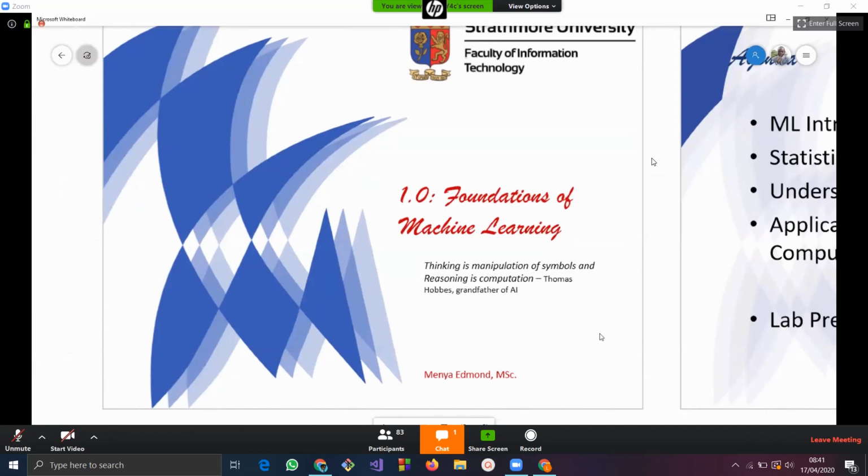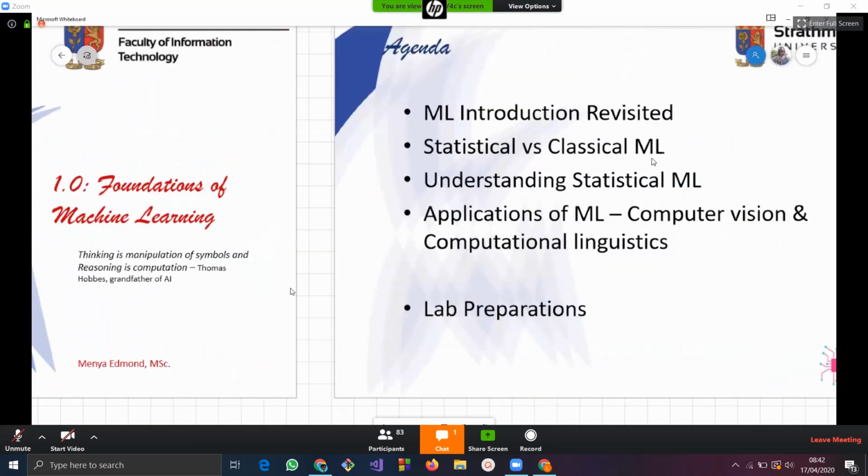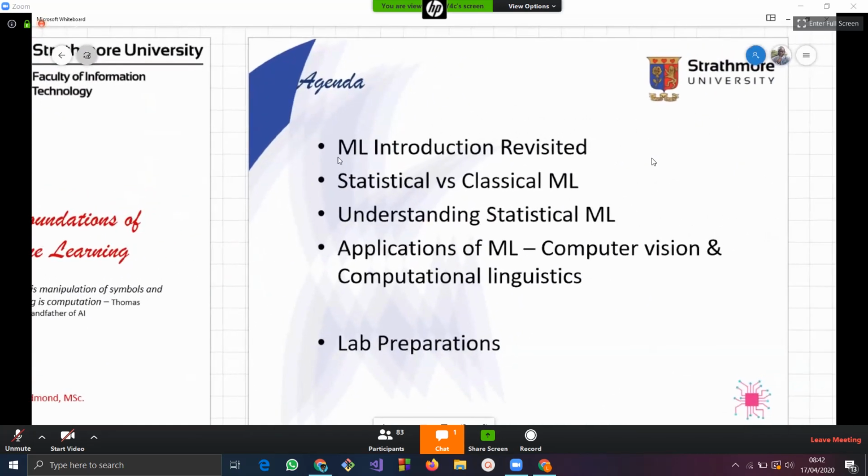The foundations of machine learning is our first topic. And we have an agenda here. This is how we are going to flow for this week and also next week. We are supposed to meet on Monday, but Monday was a holiday. Okay, fine. So first we are going to do a recap.